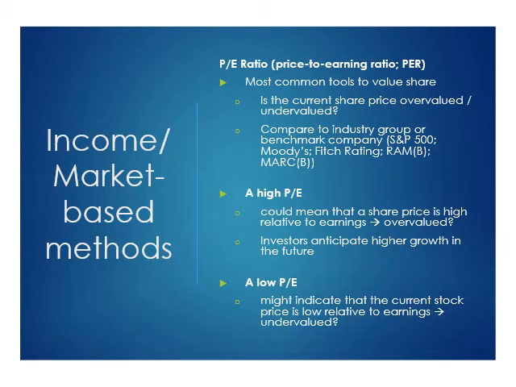The PE ratio is the most common tool to value share, but how do we know if the share price is overvalued or undervalued? We need to compare that to the industry group or benchmark. We may refer to those in S&P 500 ratings, Moody's rating, Fitch rating, or for Malaysia, RAM and MARC ratings. A high PE ratio could mean that a share price is high relative to earnings, but it can also be overvalued. Regardless, this also indicates that investors are expecting higher growth in the future, and a lower PE ratio can mean vice versa.